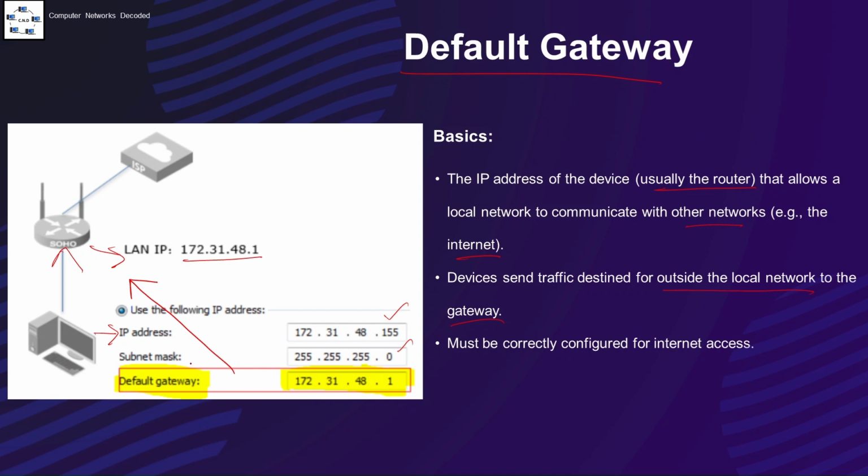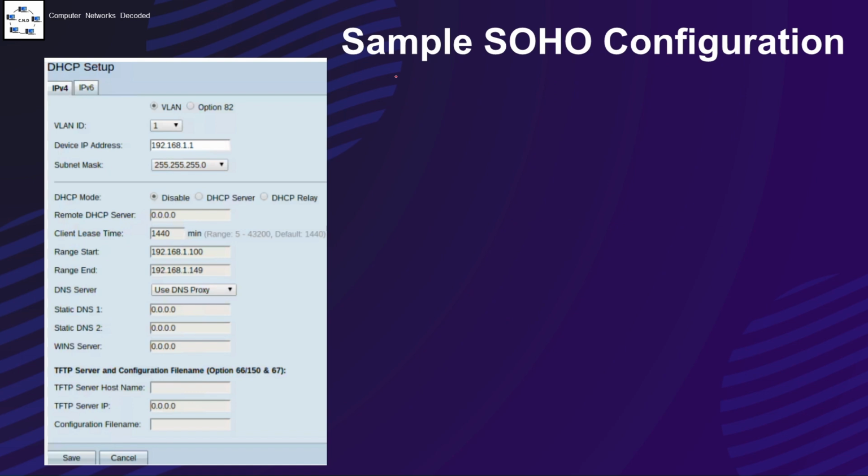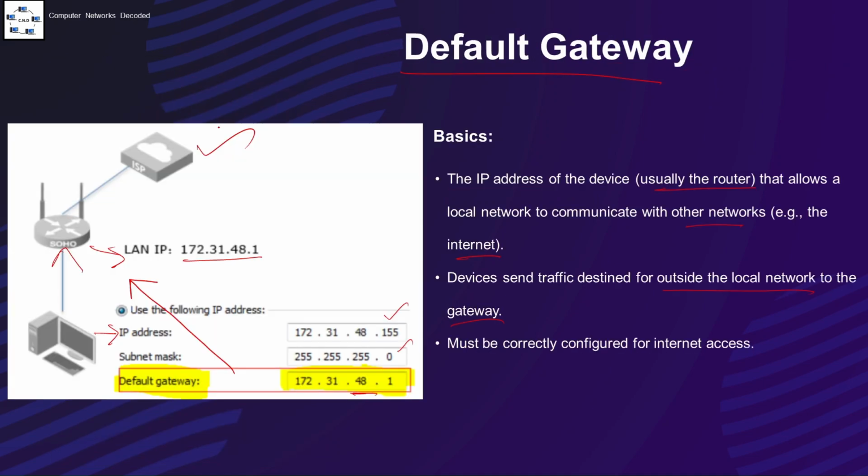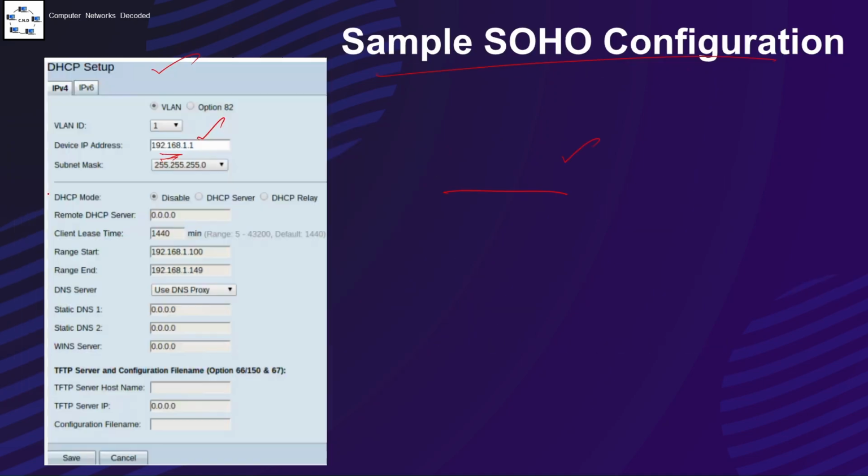So any type of traffic that it wants to send, whether it is local or to the internet, will be sent to this router, or its default gateway. So this is a sample small office, home office configuration. The router or the gateway has an IP address, as we saw in the previous example. This IP address is used as a default gateway by all the clients. So this is the router interface, as we saw in the previous example, this SOHO router configuration or web interface.